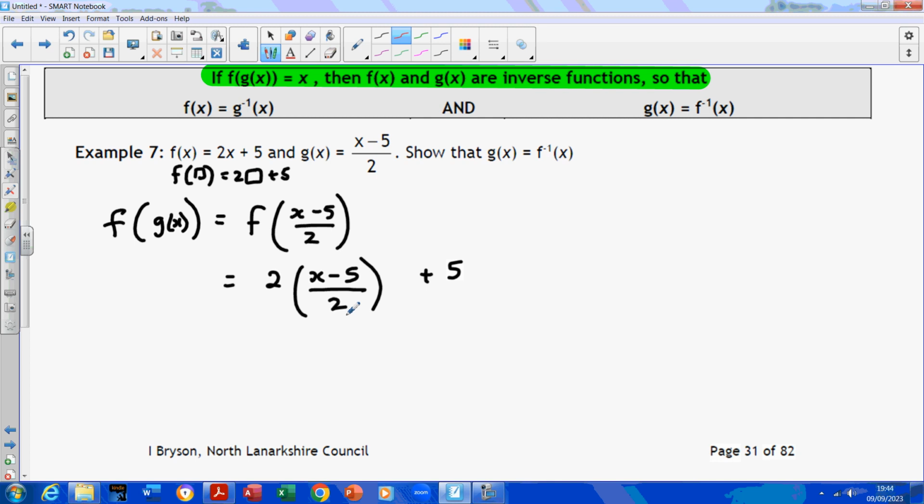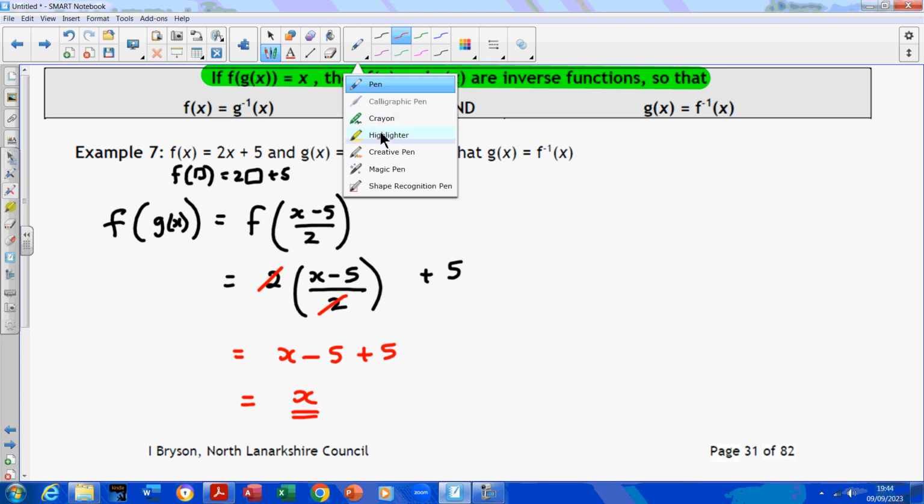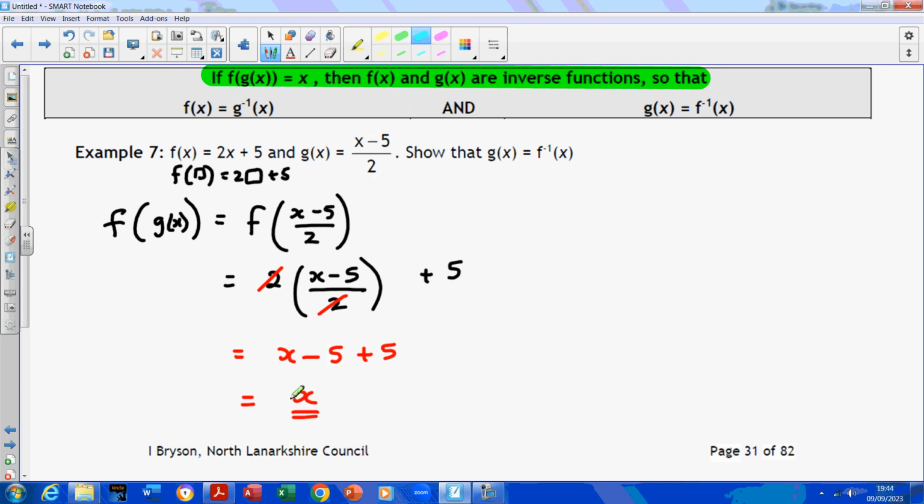So when I do that, I need to multiply this thing out. So I've got 2 and 2, they cancel each other out. So I'm just left with x minus 5 plus 5, and x minus 5 plus 5 gives me a value of x. There's the magic answer. So f of g of x is equal to x. So as soon as you get that answer, which is just an x, that's an indication that those two functions are inverses of one another. And that's us. We've shown that g(x) is the inverse of f. It can be the other way around, f is the inverse of g(x). And that's all your stuff done on inverse functions.